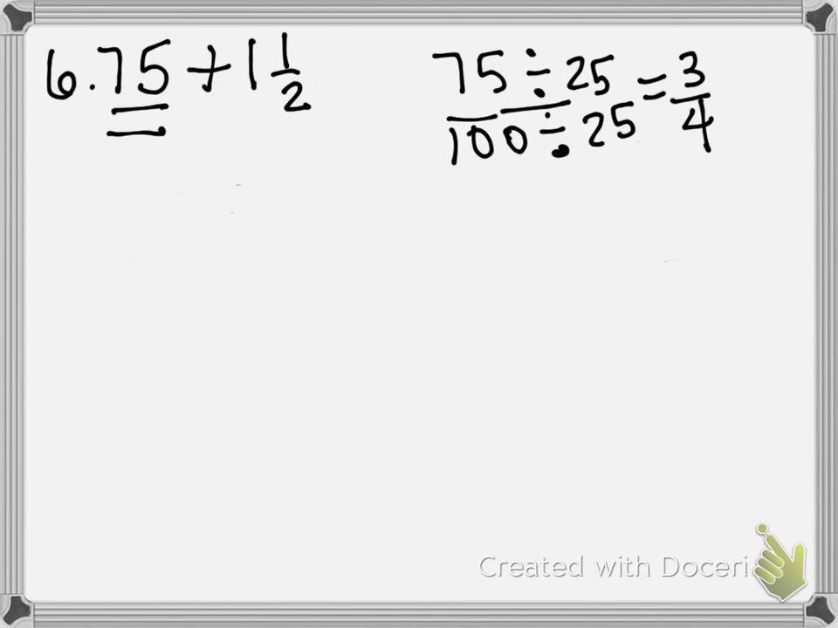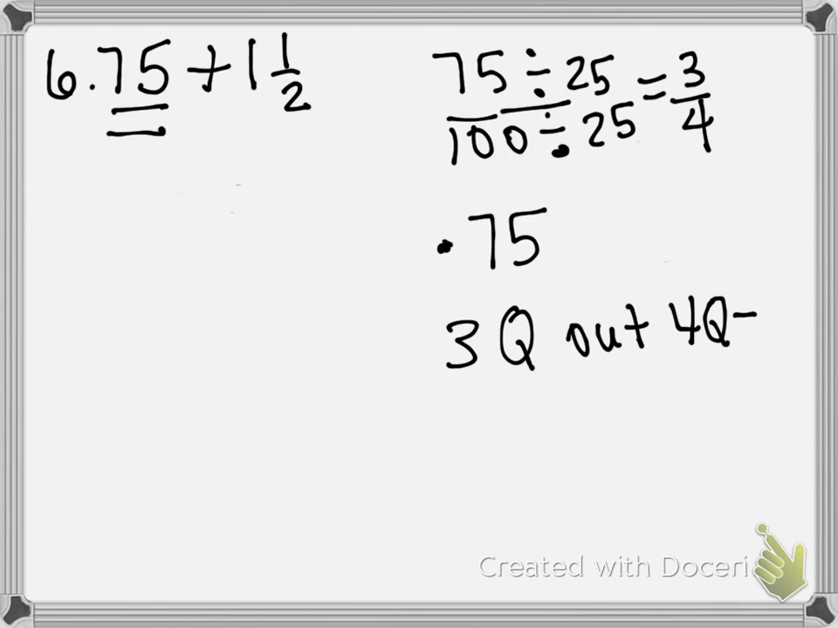Another way to look at it is 75 hundredths as 75 cents. We know that 4/4 equal $1. So if there are 3/4 out of 4/4, it equals 75 cents. So 3 out of 4 is 3/4. So yes, we're going to use 3/4 as our fraction.